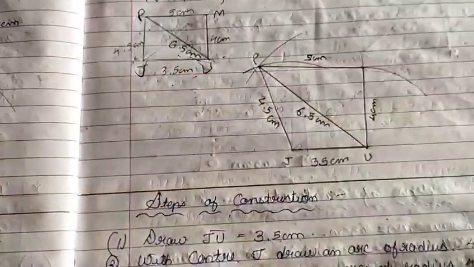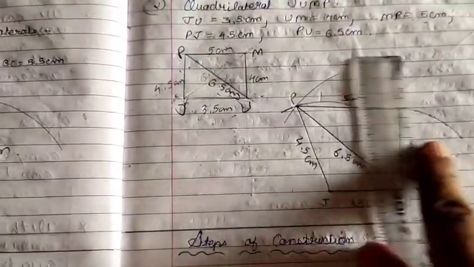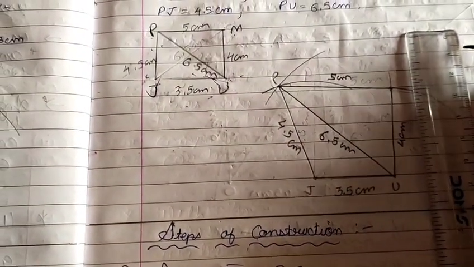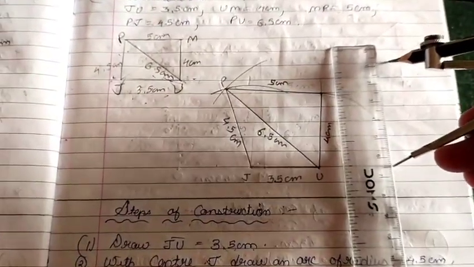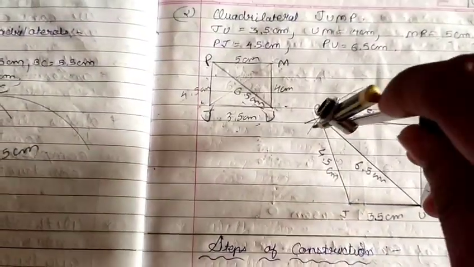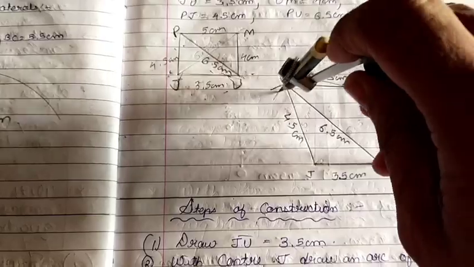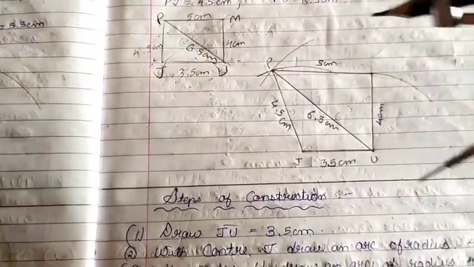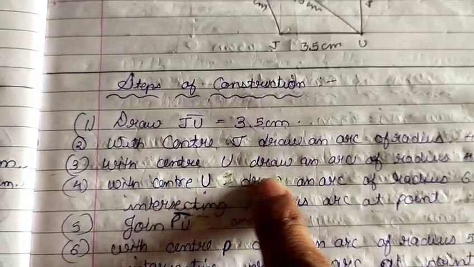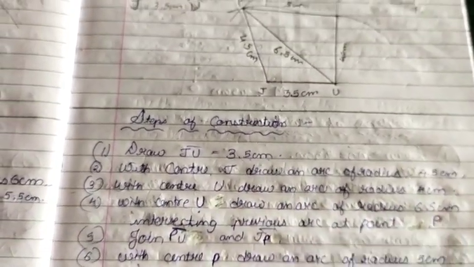So it is of 6.5 centimeter. Now take 6.5 centimeter. Now dear student, it's very easy for you how to construct the arc. So 6.5 centimeter, placing it here, adjust your compass in such a way and place it on U and intersect the previous arc. So for this step, you have to write: with center U, draw an arc of radius 6.5 centimeter.